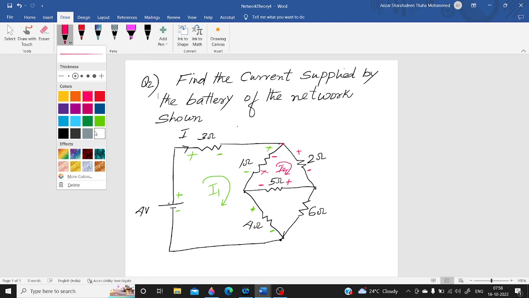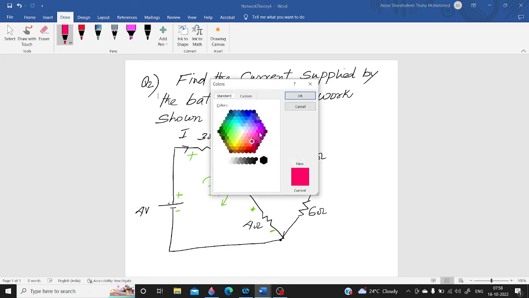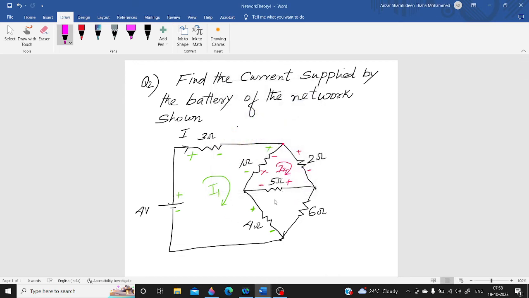And now let me consider the third mesh. Let me start from this point. This is the third mesh, and the current is I3. Along the direction of I3 in the 5 ohm resistor, there is a decrease in potential. Here also there is a decrease in potential, and here also there will be a decrease in potential. So all the polarities are marked.